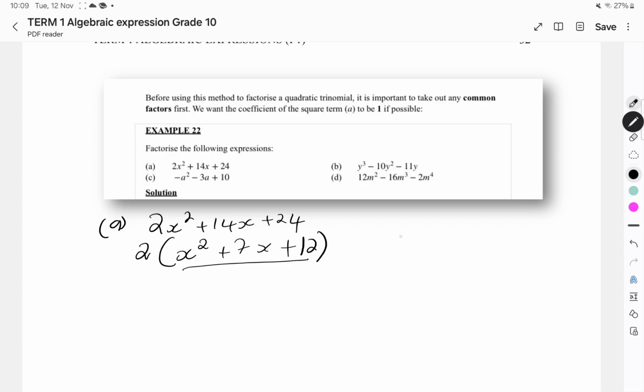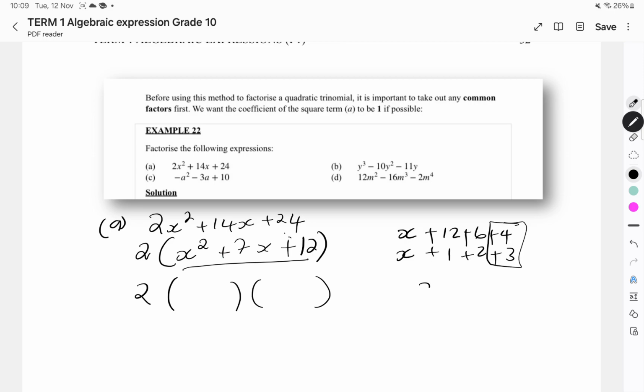Now I can factorize this. I have x and x, it's positive, so it will be 12 and 1, 6 and 2, 4 and 3. And then they are all going to be positive because the last term is positive. It means your brackets will have signs of the same. They take the sign of the middle, it's positive. So which ones give you 7? It's this one. So you have x plus 4 and x plus 3.